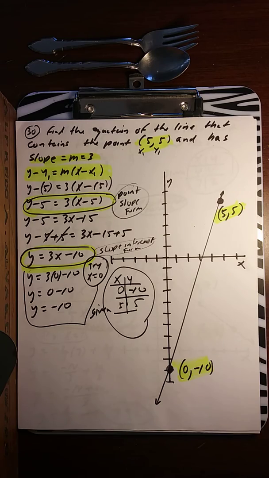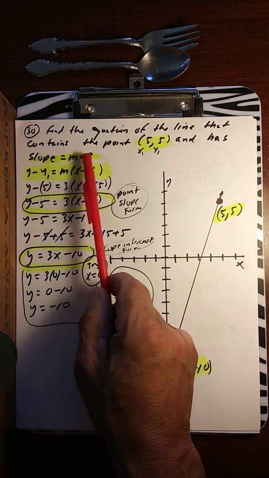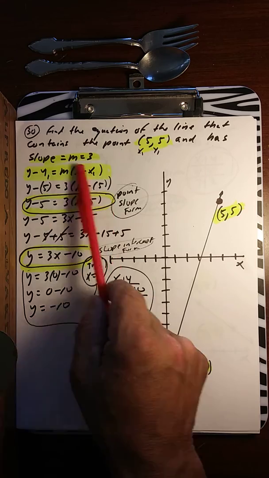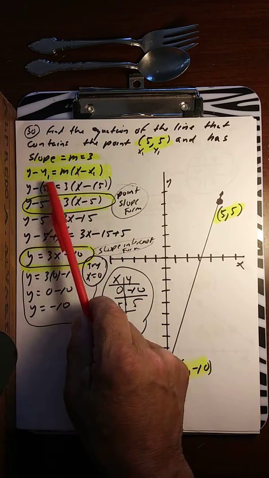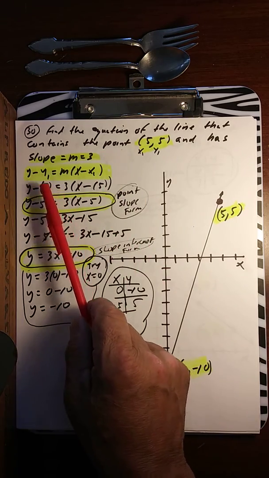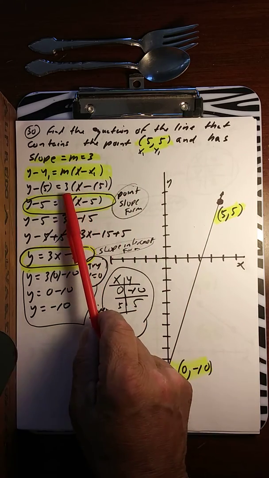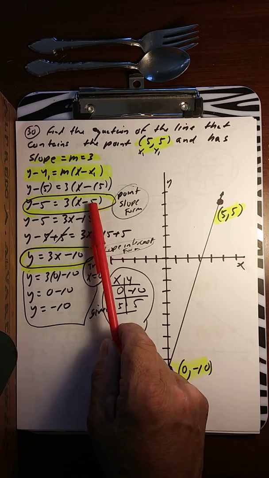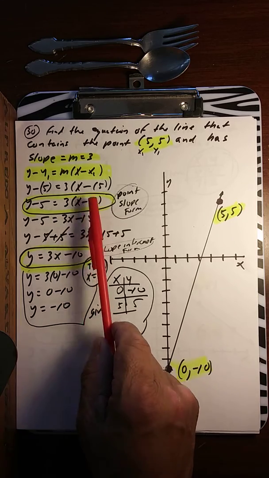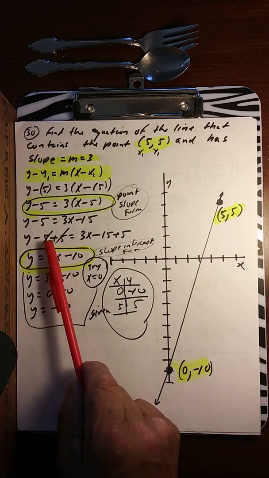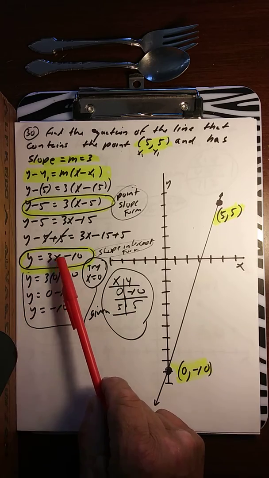Find the equation of the line that has the point 5, 5 and has a slope of 3. So here's the formula, the point-slope formula. Put the numbers in. We have 5 for y1 and x1 is 5 also. Slope is 3. Minus that is going to be this. 3 times that is 3x. 3 times that is negative 15. So now we're going to add 5, so y equals 3x minus 10.